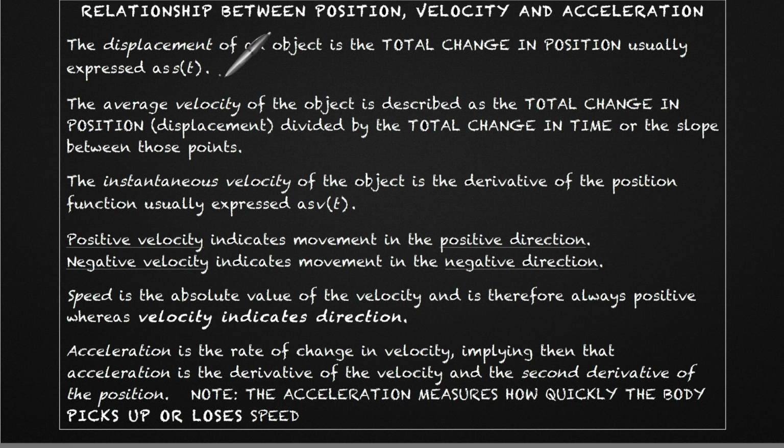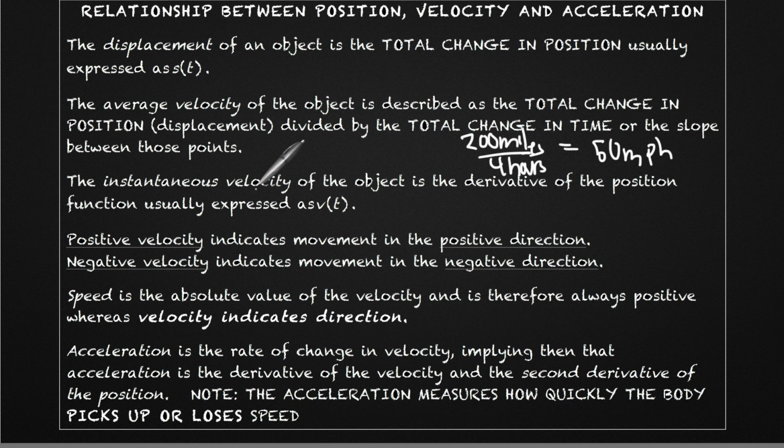So that's displacement. Now, average velocity is nothing more than the total change in your position divided by the total change in time. So if I traveled 200 miles and I traveled for 4 hours, my average speed was 50 miles per hour. I think that's pretty easy to understand.